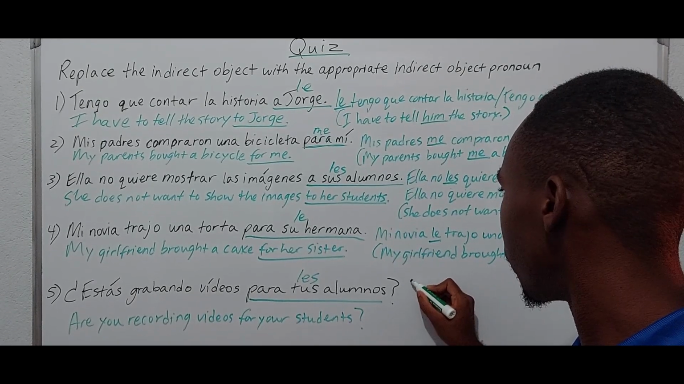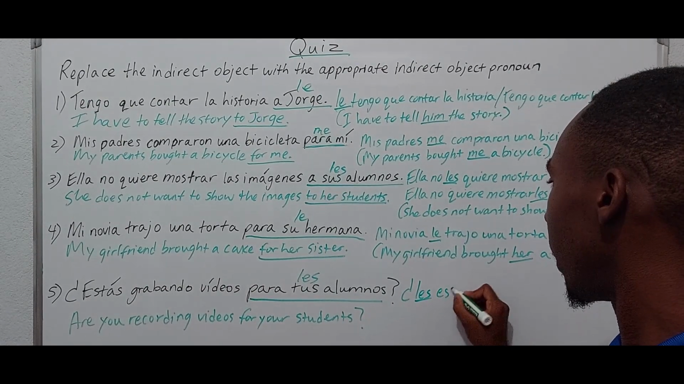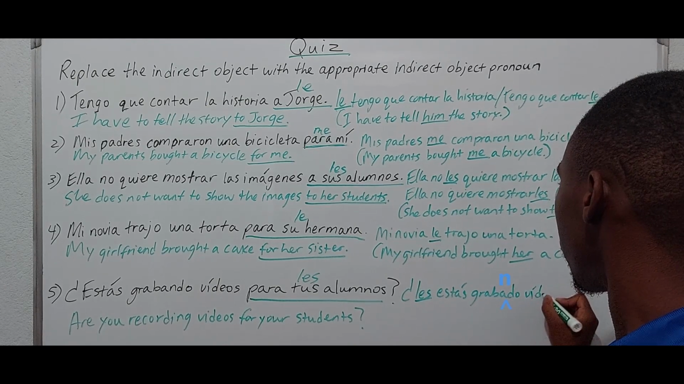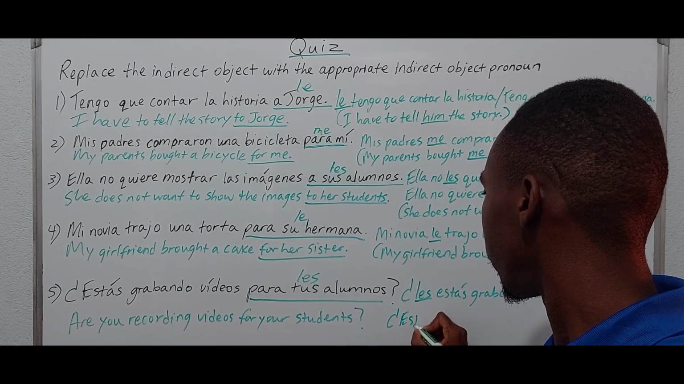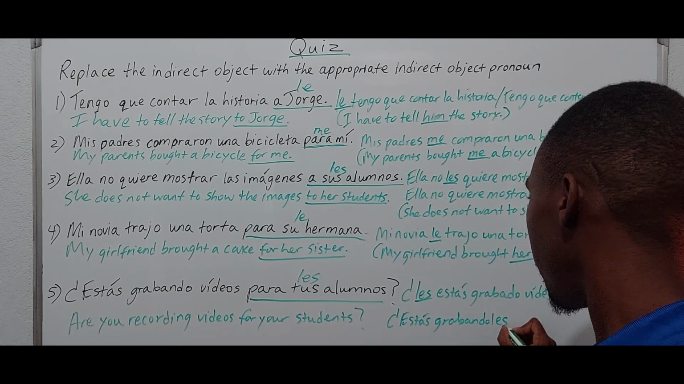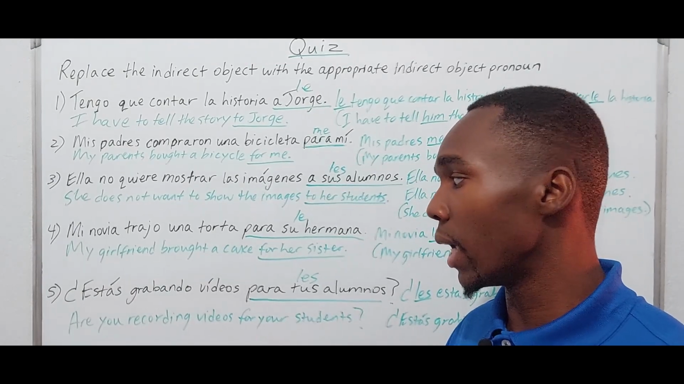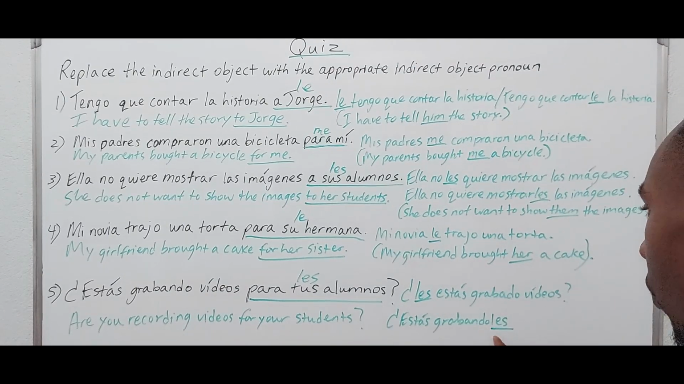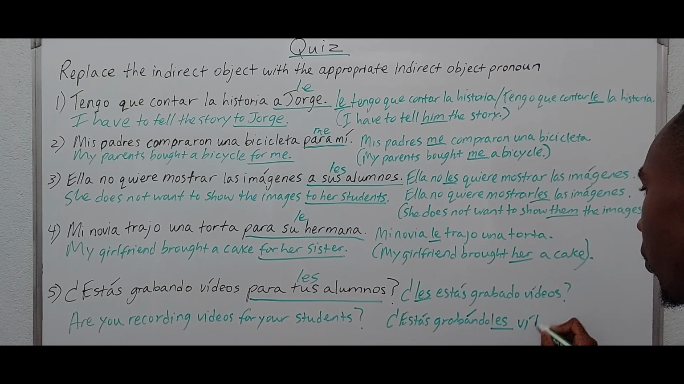So let's put the first place before the conjugated verb, of course. Les estás grabando videos, or estás grabándoles videos. Remember, the indirect object pronoun can go attached to the gerund, but if you do that, you have to put an accent on the third vowel from the end. So here, 1, 2, 3.